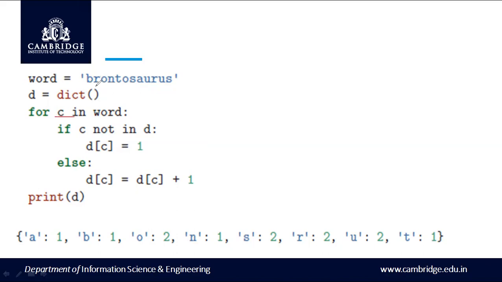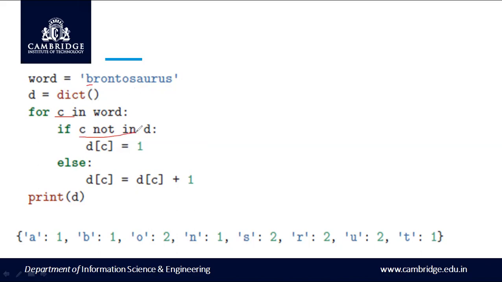What is my word? That is Brontosaurus. What is this c? c is the iteration variable, which traverses through each and every character here. So first the for loop traverses the word. The first character is B. So the first traversed character is B.